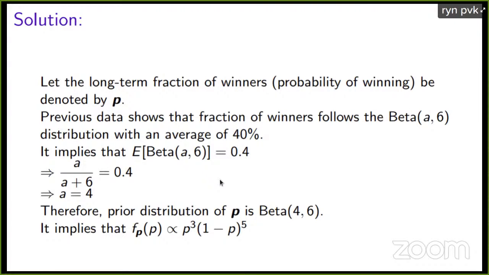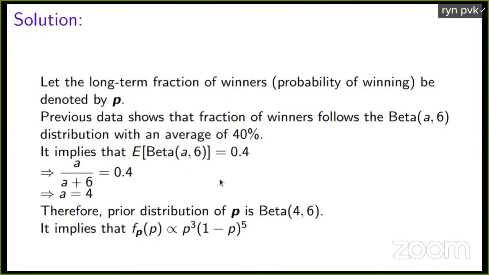Previous data shows that the fraction of winners follows a beta distribution with an average of 40%. What does an average of 40% mean? The mean of the beta distribution is 0.4. What is the expected value of a beta distribution? It is alpha upon alpha plus beta, right? Alpha here is a, and beta is 6. So a upon a plus 6 equals 0.4, and from that equation we get a equal to 4.